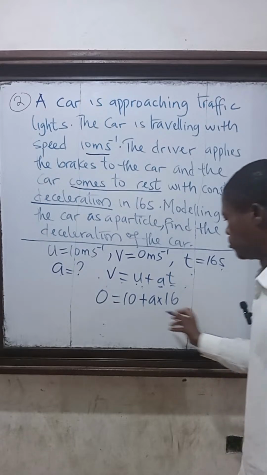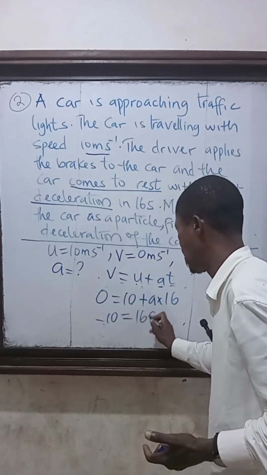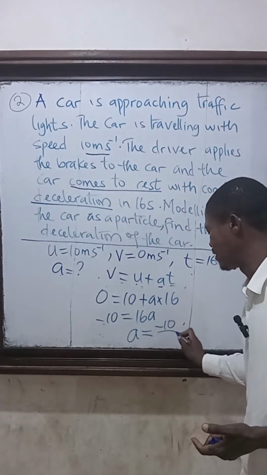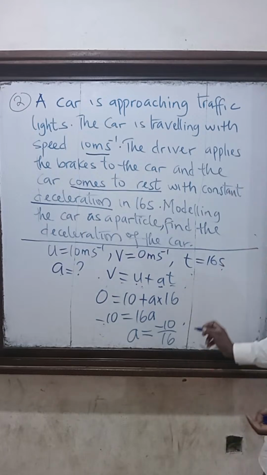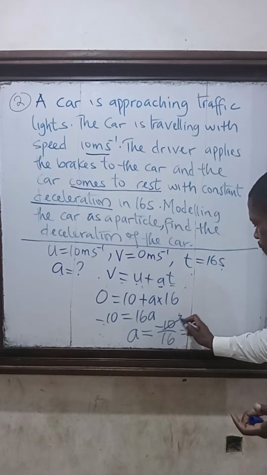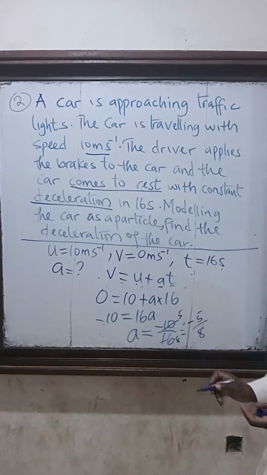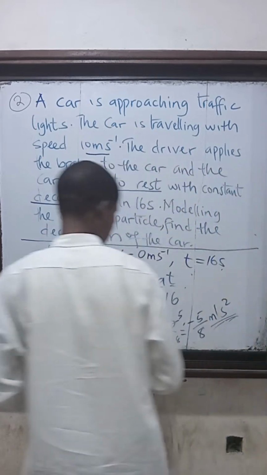Move this 10 to the other side, and that will be minus 10 equal to 16a. Make a the subject, and that will be minus 10 over 16. We can simplify, that will be 5 over 8, so minus 5/8 meter per second square. Check your calculator. That's minus 5/8 for the acceleration.